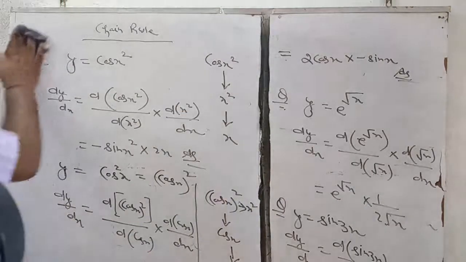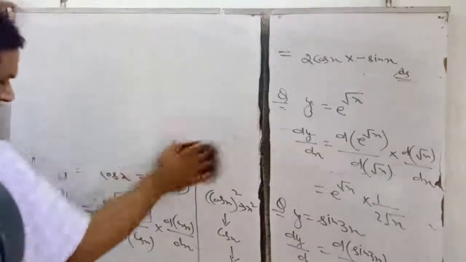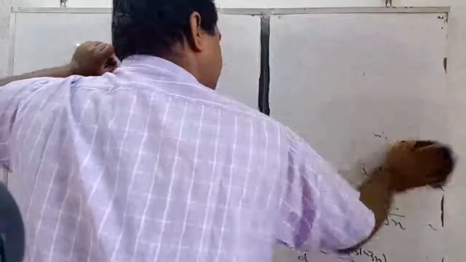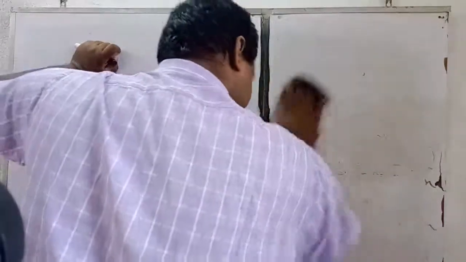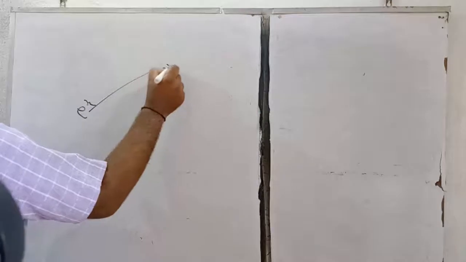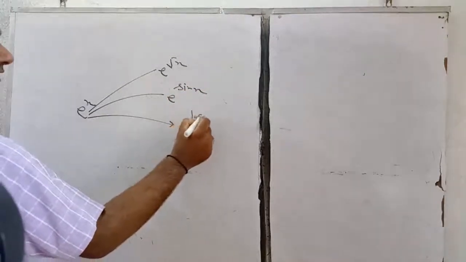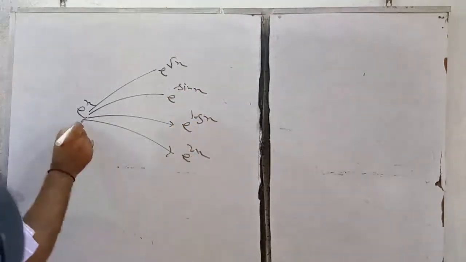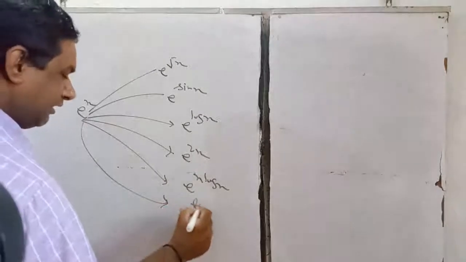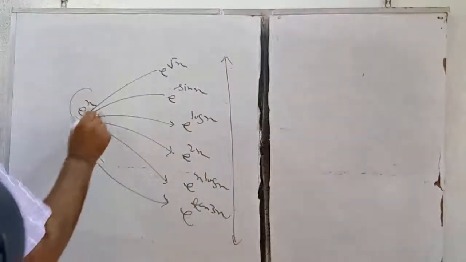You can understand the consequence of the chain, because you must understand the difference between basic function, general function and derived function. What is the basic function and what is derived function? Means e to the power x is the basic function. Its derived functions are e to the power root x, e to the power sin x, e to the power log x, e to the power 2x, e to the power x log x, e to the power tan 3x. So these are the derived functions, and this is the basic function.